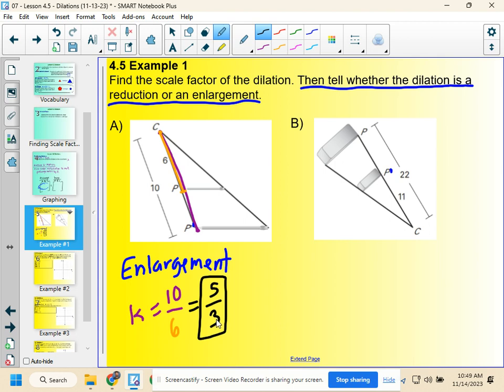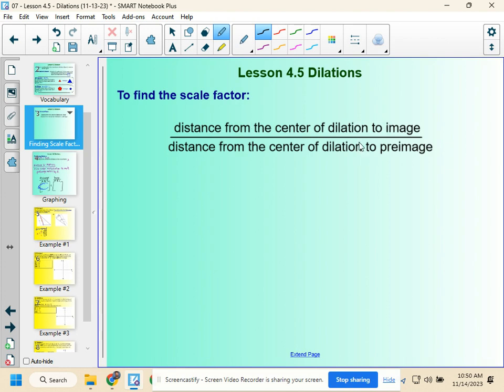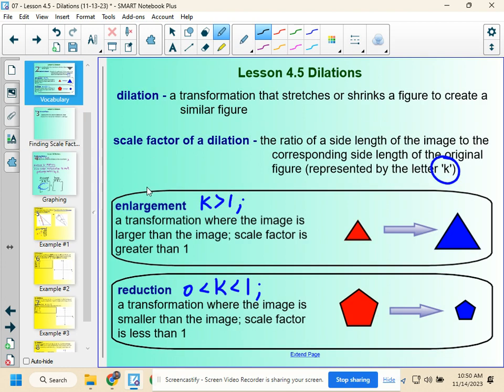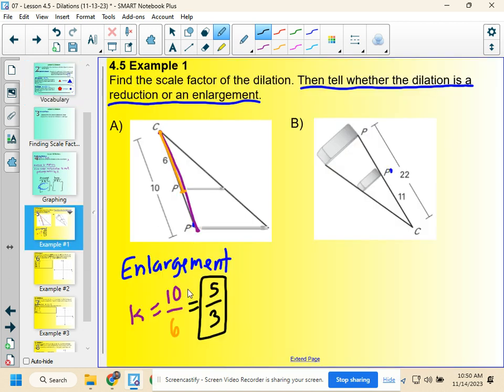So that's the part that if you're having a tough time remembering which number to put on top, it goes back to knowing that enlargements should be bigger than 1, and reductions should be between 0 and 1. I think that'll help you decide, should I flip this over or leave it as 5/3? Okay, let's do the second one.